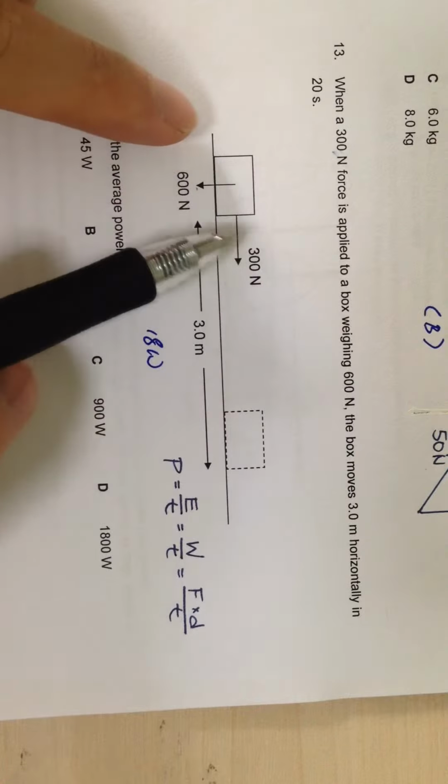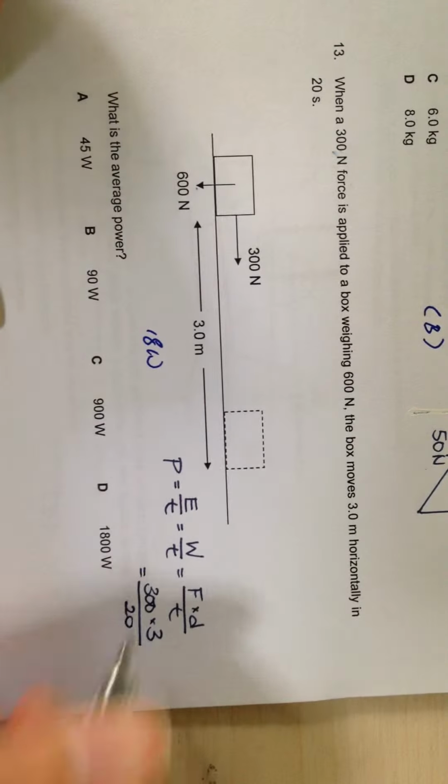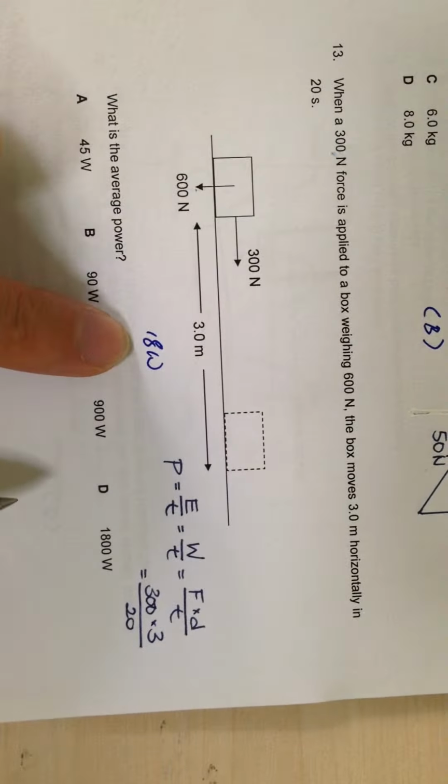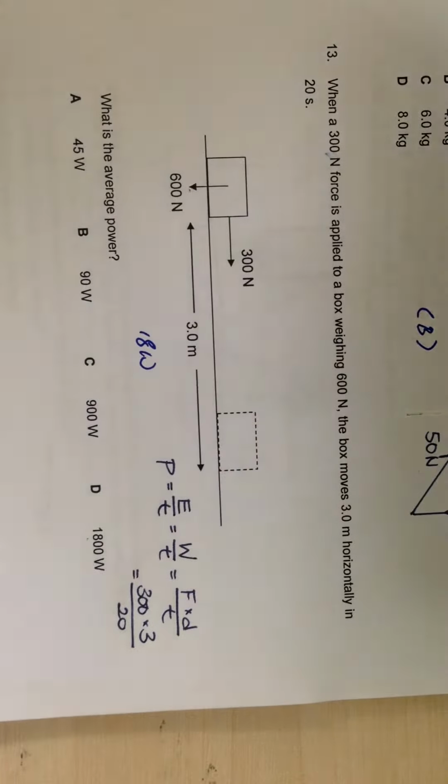So which force do you pick? Of course, it's the force from left to right as well. So you would have your 300 multiplied by 3 divided by 20. That's how you get 18 W. So I think that there's a mistake here. It shouldn't be 18,000. Okay, it should be 18.